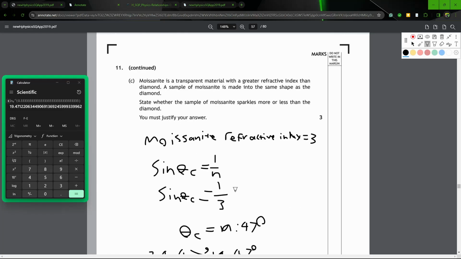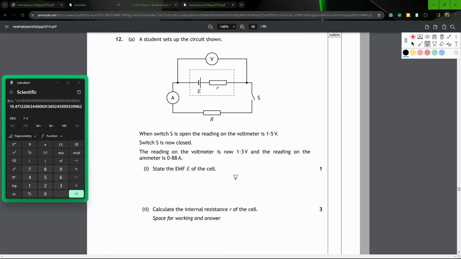Whew, there we go. Moving on to 12A. A student sets up the circuit shown. When the switch S is open, the reading on the voltmeter is 1.5 volts. Switch S is now closed. The reading on the voltmeter is now 1.3 volts, and the reading on the ammeter is 0.88 amps. State the EMF E of the cell.